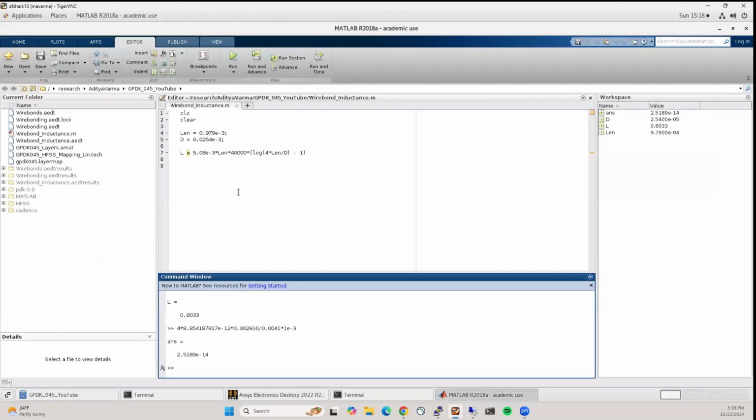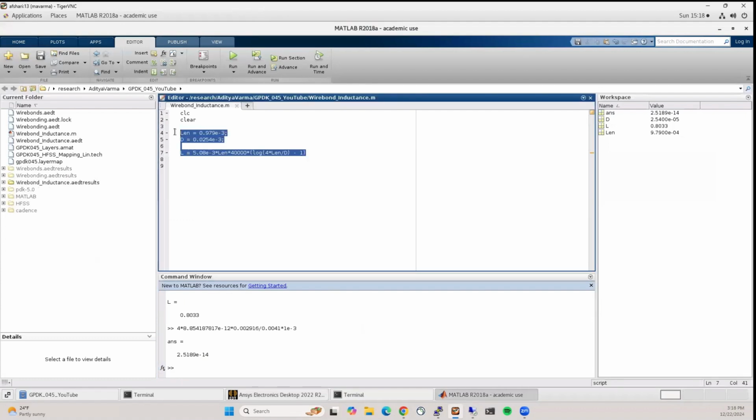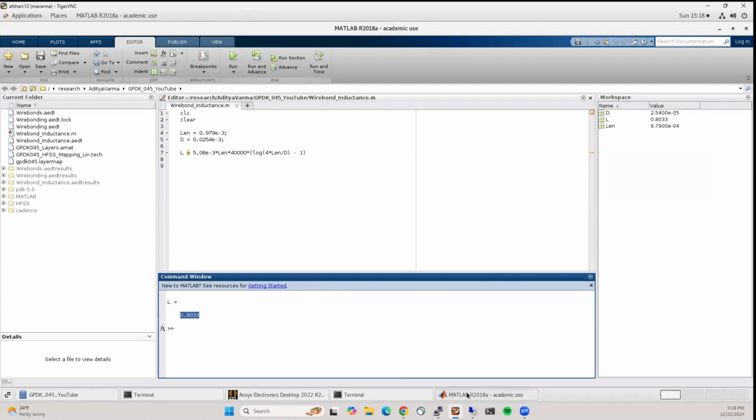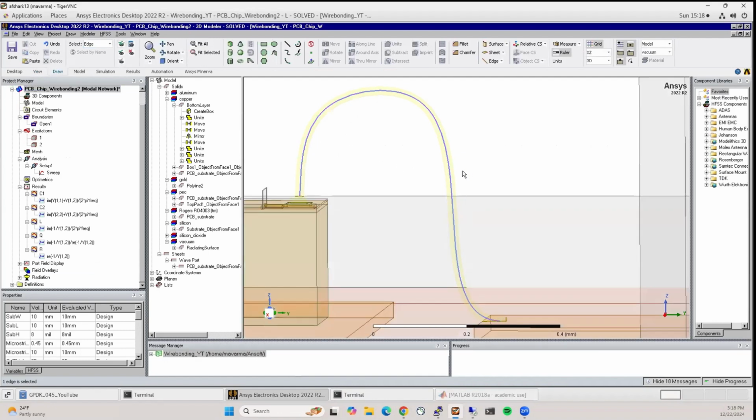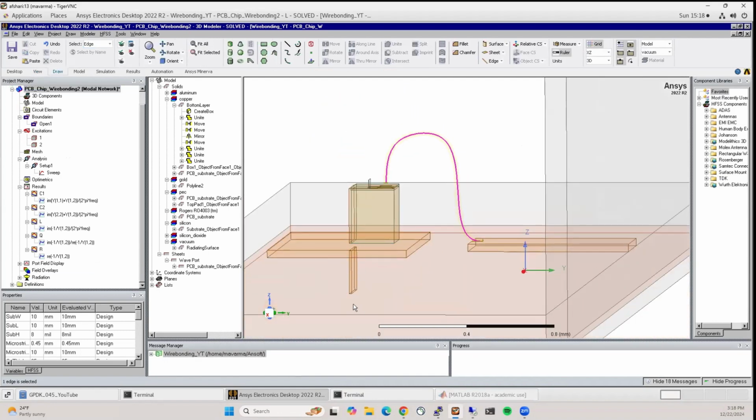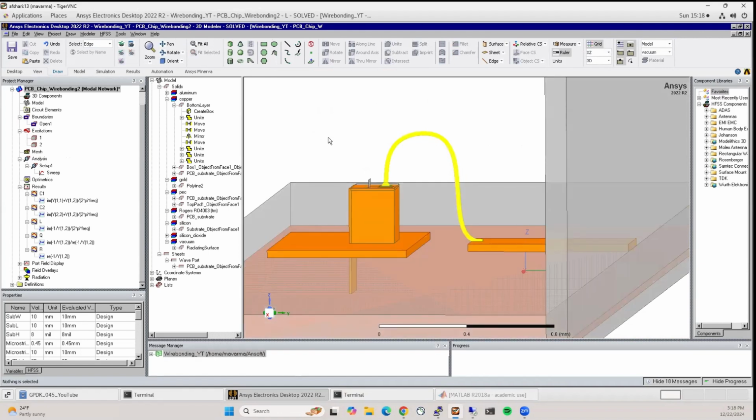If you use a more empirical model, which is this one, I'll leave a link to the description of this model in the description, where the inductance is given by this equation. If I put the length to be around 0.979, and the diameter is around 1 mil for the wire bond, and we run this, we see that it's around 0.8 nanohenry. And you would get closer to 0.8, for example, if I also make this piece of metal broad. You can try that. That's how you extract the inductance of a wire bond.